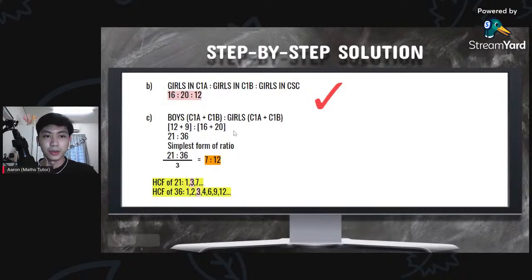So we move on to C here. The simplest form is 7 ratio 12, because we find the highest common factor of these two numbers, and it is 3. So this is the answer for C, the simplest ratio. I give you some time to jot it down in your notes.